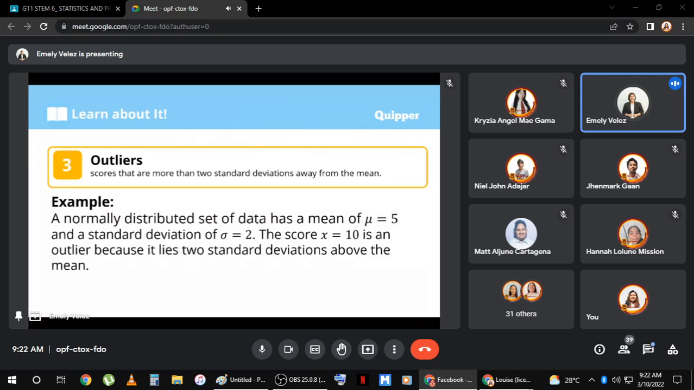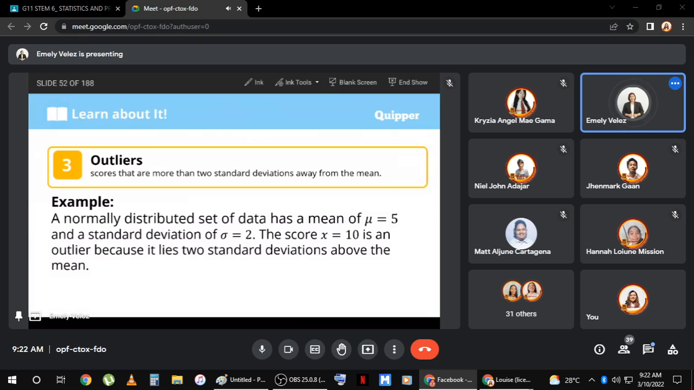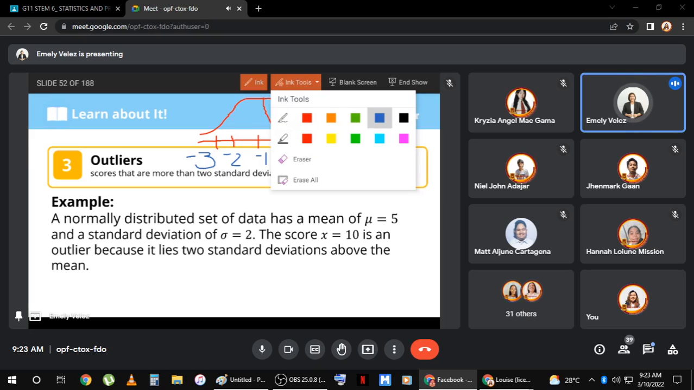Next to that, we have outliers. Outliers is the term used if the given raw score is 2 standard deviations away from the mean. If you look at the standard normal distribution, we number it as 0, 1, 2, 3, and negative 1, negative 2, negative 3. Outlier is the term if it is 2 standard deviations away from the mean. Your mean is 0. So, let's do the counting: 1, 2. Right after 2, we call those outliers.